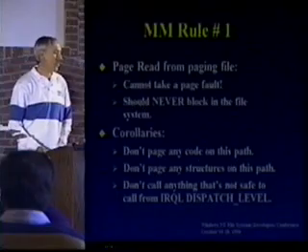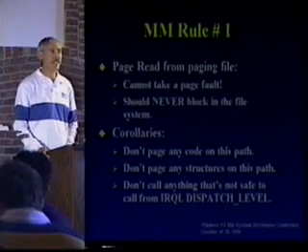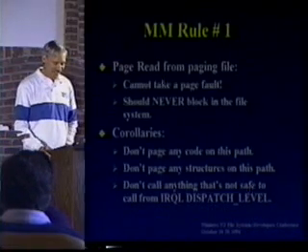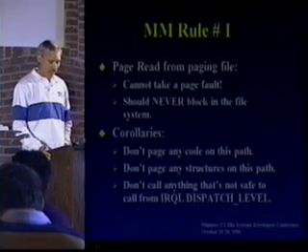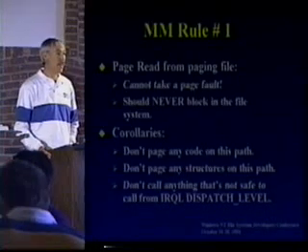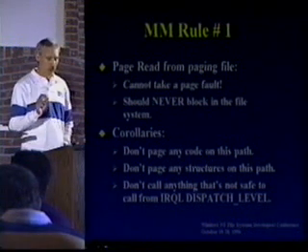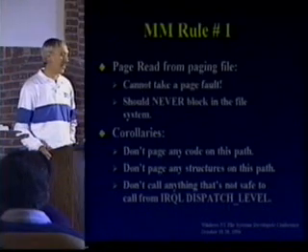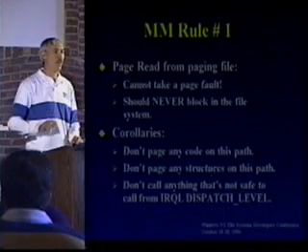So the first rule is pretty obvious. If you do a page read from the paging file, you can't take a page fault. And when you think about that, it makes sense. The second rule is don't block when you're doing page reads. And some of the corollaries is you obviously can't page any code, you can't page any data structures, and you can't call anything that's not safe to call at DPC level, or I guess dispatch level, we call that. So essentially, you're pretty well bound up as to what you can do on that path.